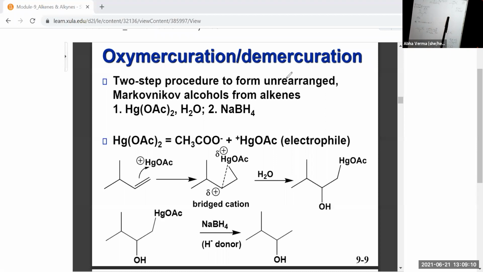So the electrophile, the electrophilic part, gets added first across the double bond, and this is on one side. So where will my nucleophile attack? The nucleophile will attack the more substituted carbon.